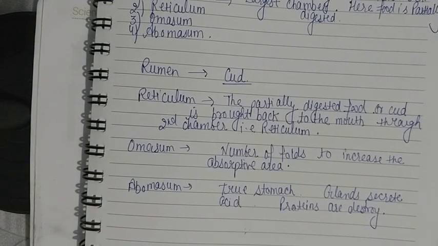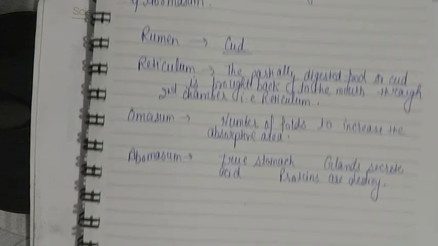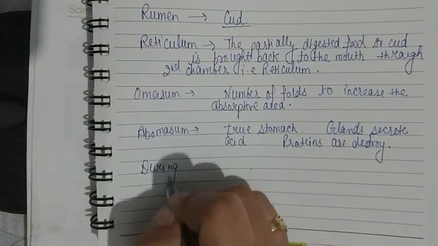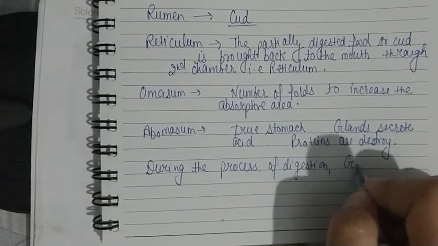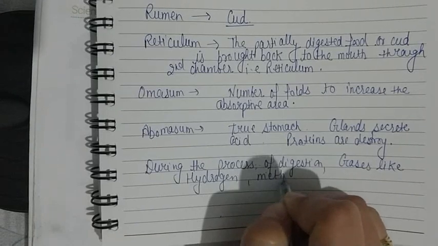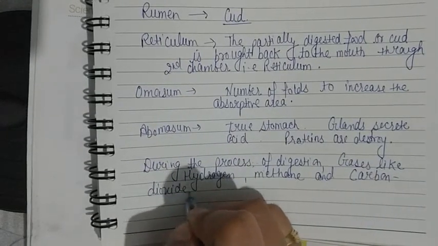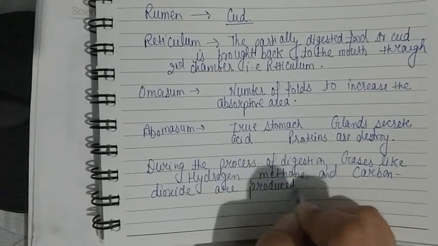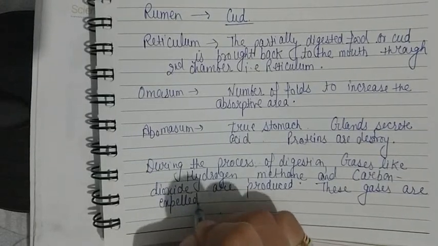The food containing the products of digestion enters the intestine. In the intestine, all the nutrients are absorbed. During the process of digestion, gases like hydrogen, methane, and carbon dioxide are produced. These gases are expelled from the mouth.